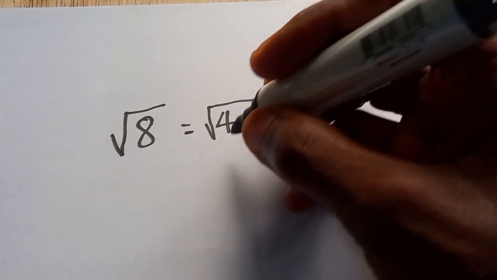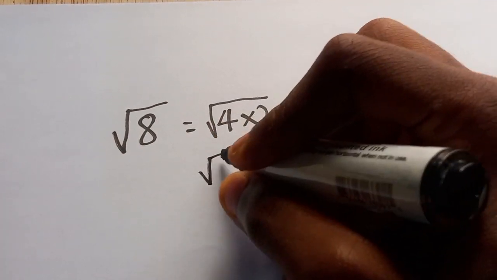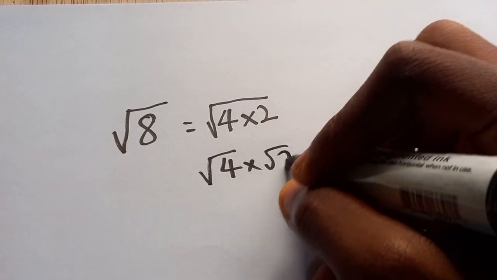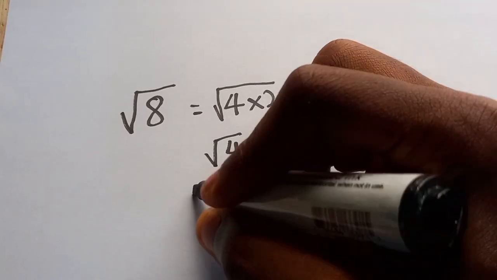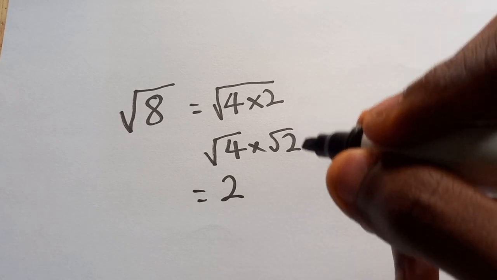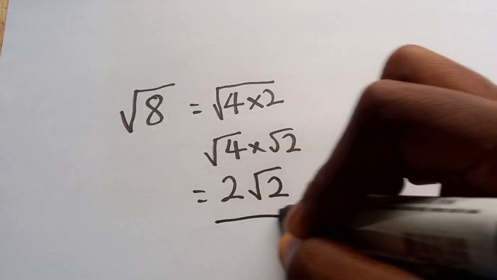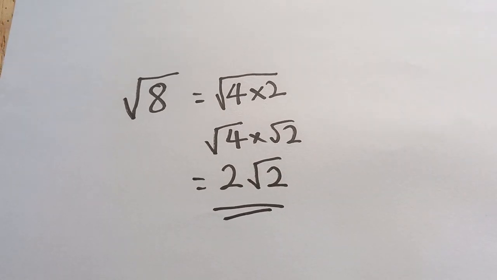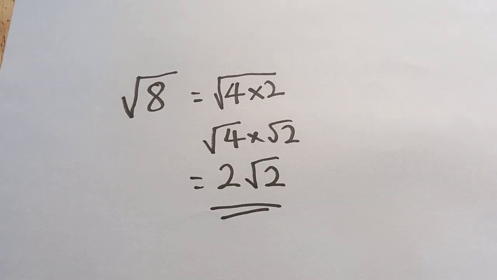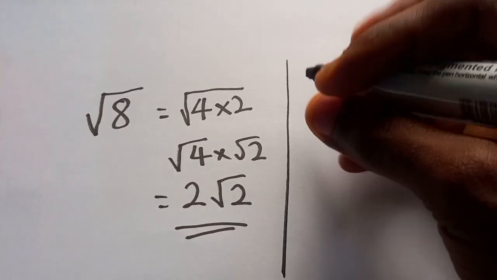So then it means that root of 4 times root of 2. We know that root of 4 is what? 2. And this is not a perfect square. So then we write root 2. So this is the answer for solving root of 8. So let's try for another one. I'll teach you a trick afterwards.